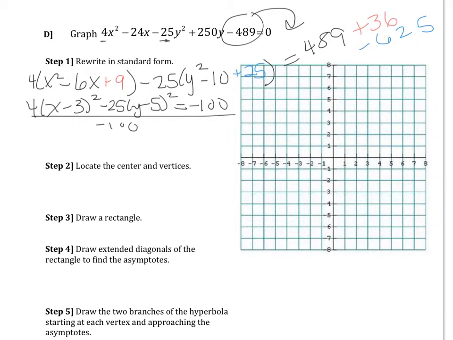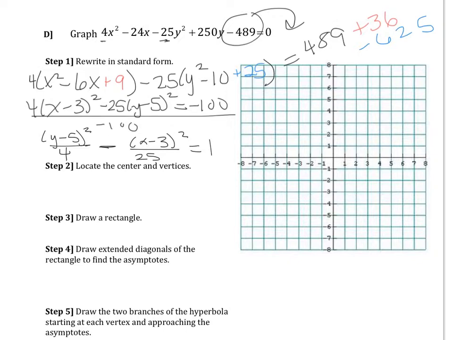So I'm going to actually just rewrite it with the y's first. We have (y minus 5) squared over 4, again, it's just 25 hundredths simplified, minus (x minus 3) squared over 25. So 4 hundredths is 1/25, and that all equals 1.